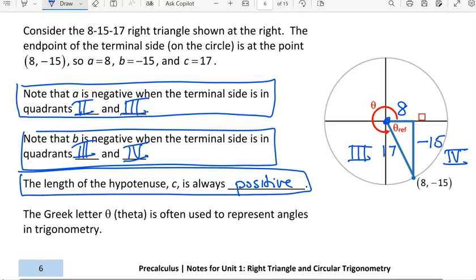The Greek letter theta that represents our angle is often used to represent angles in trigonometry, and so we'll use it to represent many of these angles. What I do want you to notice, though, is that theta has a vertex that is the origin, or right at 0, 0, and I also want you to notice that the reference angle also has a vertex at the origin.